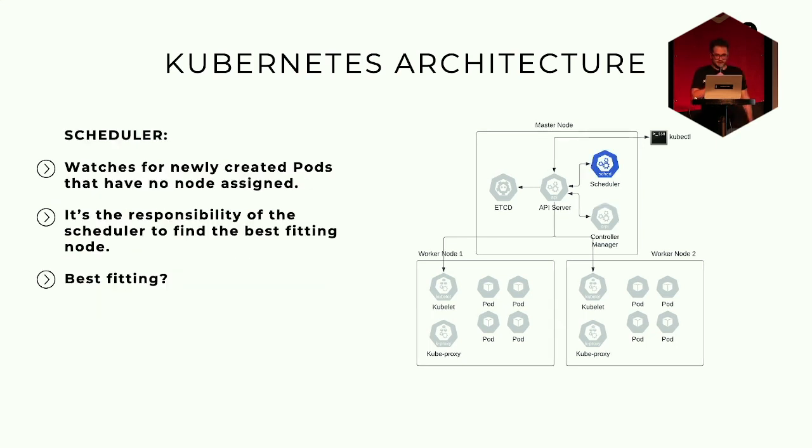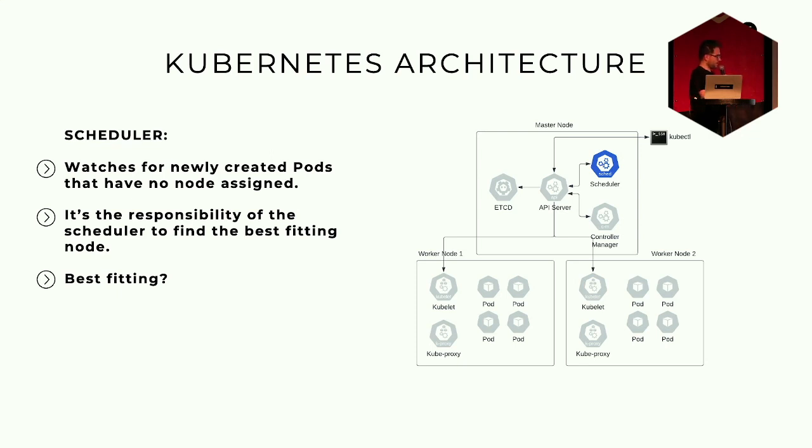Last but not least, we have the scheduler. The scheduler is the component which decides to which node a pod will be installed. So a scheduler watches for newly created pods that have no node assigned. It's the responsibility of the scheduler to find the best fitting node for the pod which we want to deploy.